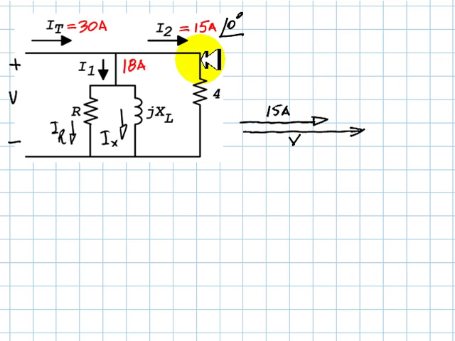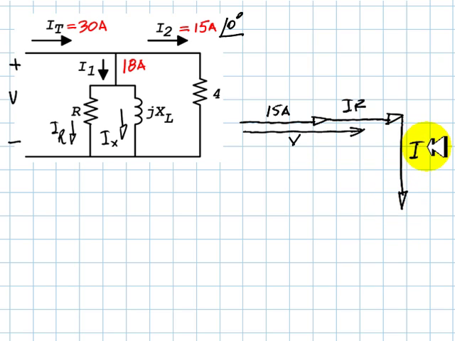We have to add to this current also the current IR, which is also in phase with the voltage. It also has 0 degrees. So this one is the current IR. It's unknown so far. And to those two currents we have to add a third current, IX, which is lagging 90 degrees behind the voltage. So the current in that reactor is this one.